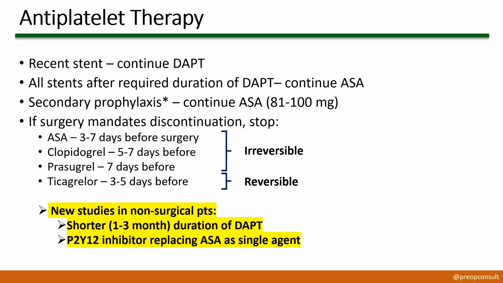In some newer studies in non-surgical patients, we're seeing shorter duration of dual antiplatelet therapy, especially in patients who are at high risk for bleeding. And these 1 to 3 month durations may carry over into the surgical patients over the next few years. The other trend that I'm seeing is the use of P2Y12 inhibitor as a sole agent. Instead of continuing aspirin and stopping the P2Y12, they're reversing it because they're using a shorter duration, so they want a more potent platelet inhibitor on board. So we'll have to see how the surgeons respond to having the P2Y12 inhibitor, or do we have to change it back to aspirin before surgery?